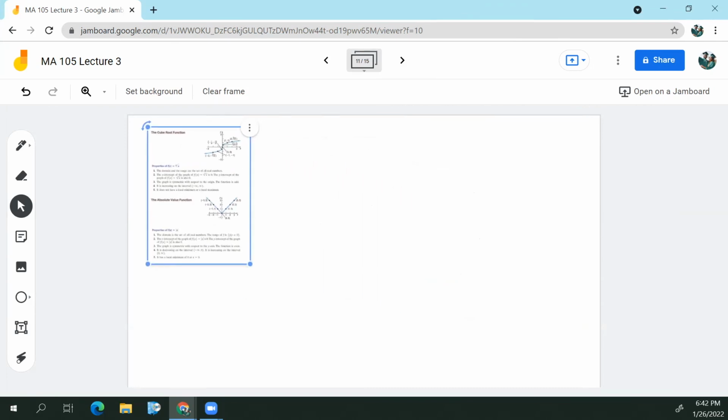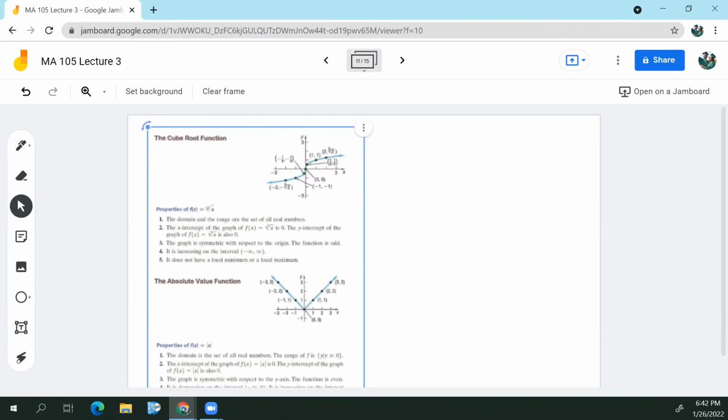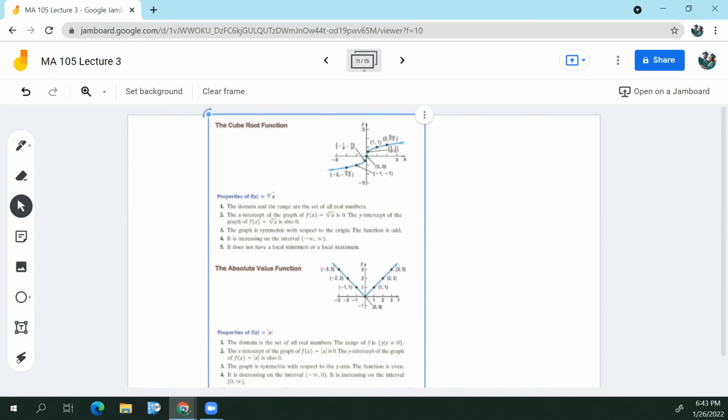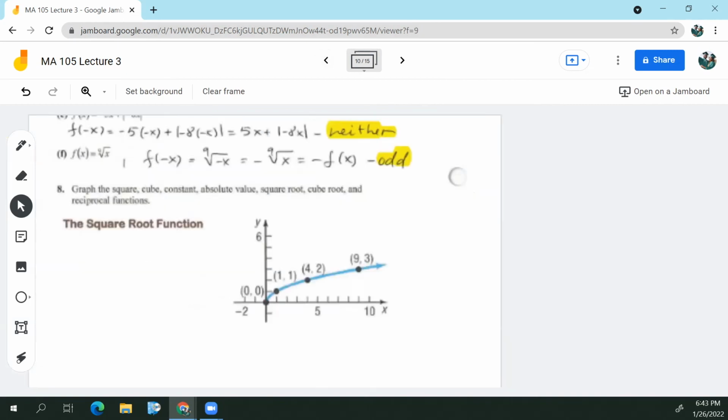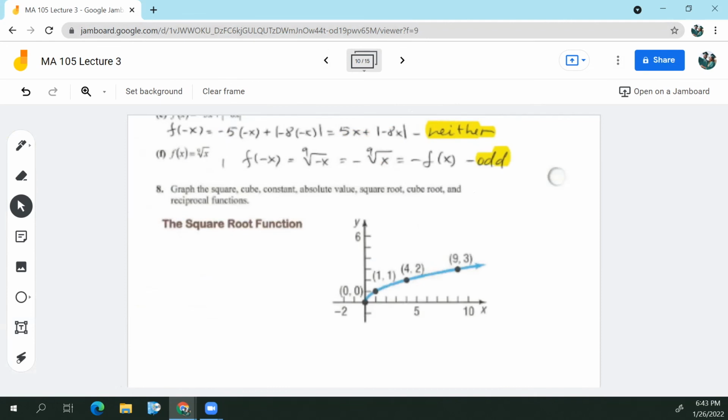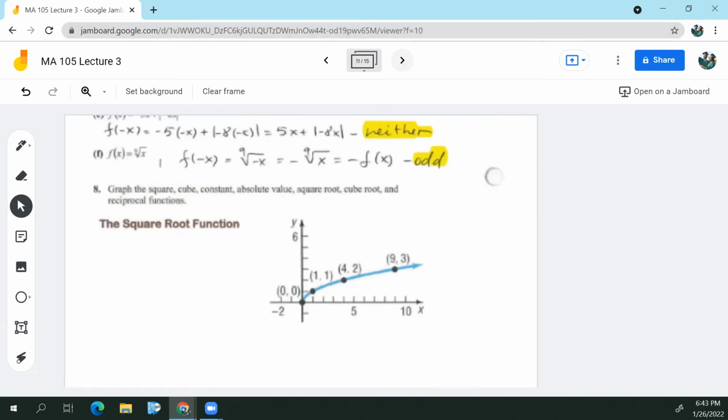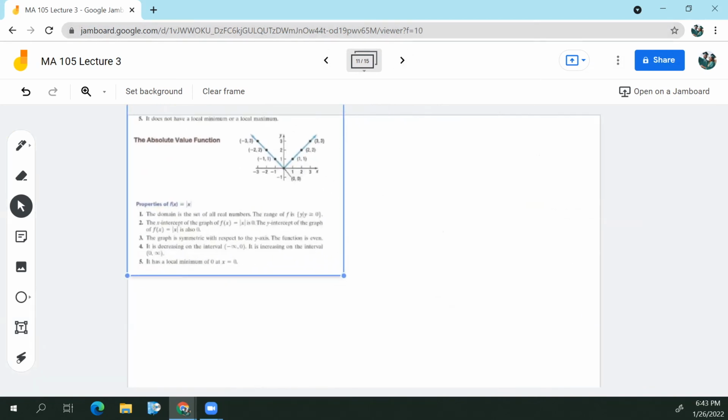The next set of problems we'll talk about, we got the cube root. These are kind of like the square root, but they actually have a tail on this end. The reason those are different from the square root function is the square root function can only be positive as we can't have negative square roots, but you can have negative cube roots.